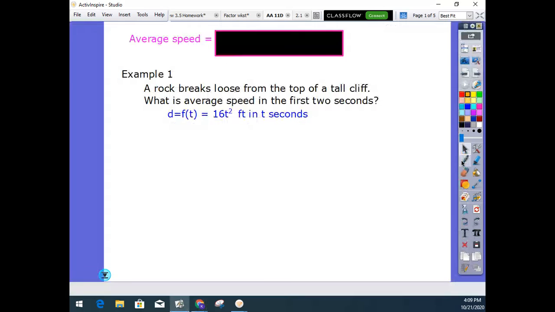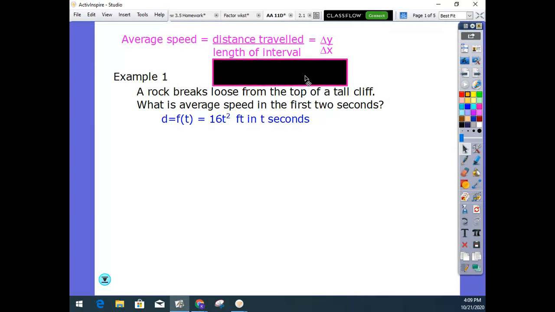So let's remember average speed we find by taking our distance traveled, the change in y or change in d, divided by the length of the interval. All right, so a rock breaks loose from the top of a cliff. What is its average speed? Average is the slope of 2 points in the first 2 seconds.